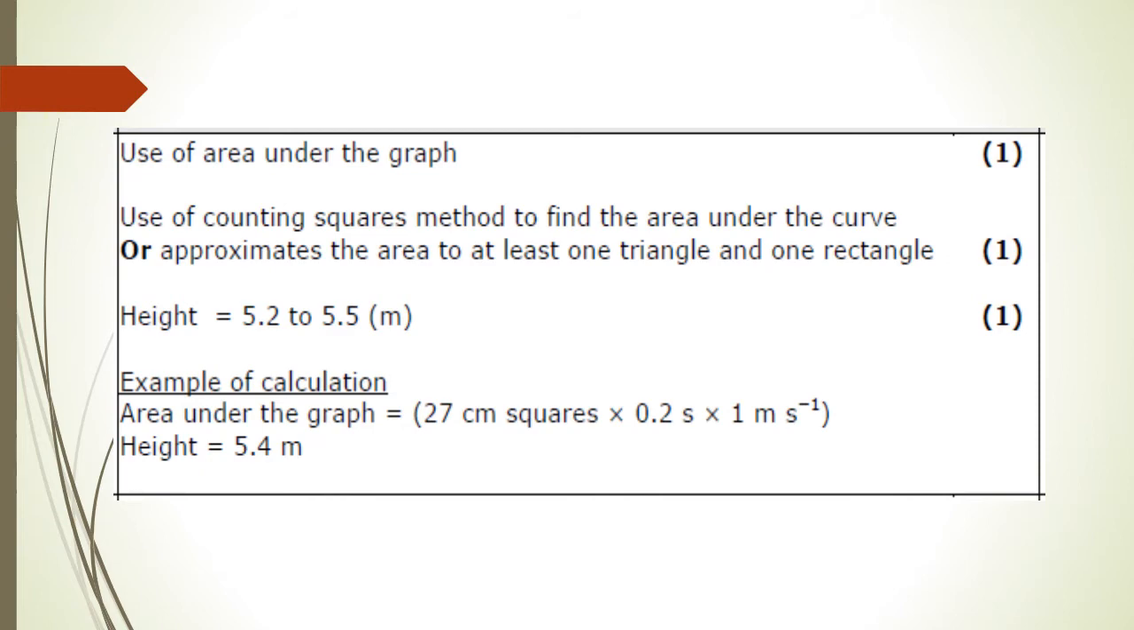An example of calculation is given over there. Area under the graph is equal to 27 squares times the area of one square. The area of one square is 0.2 second times 1 meter per second. So when we do this calculation, we will get height equal to 5.4 meter. Okay, then let's go to the second question.